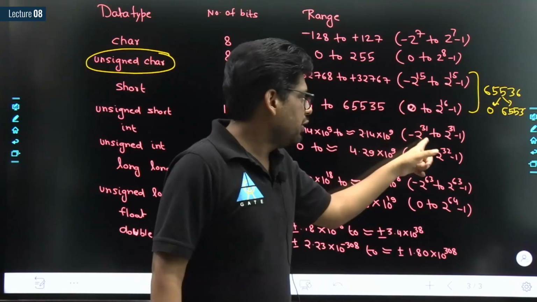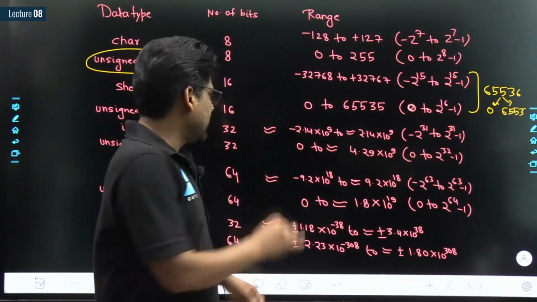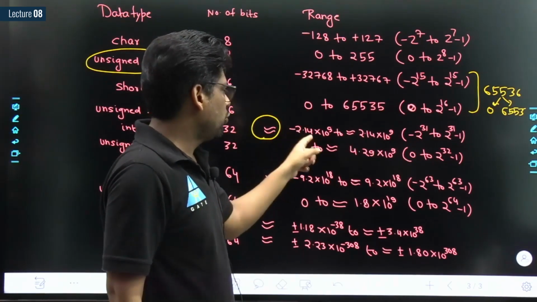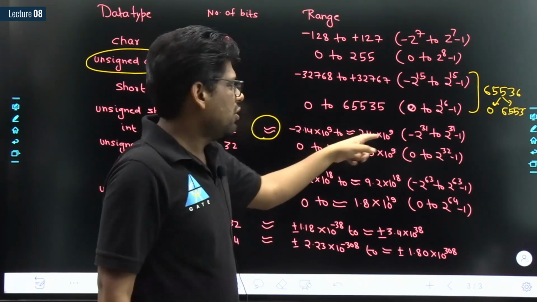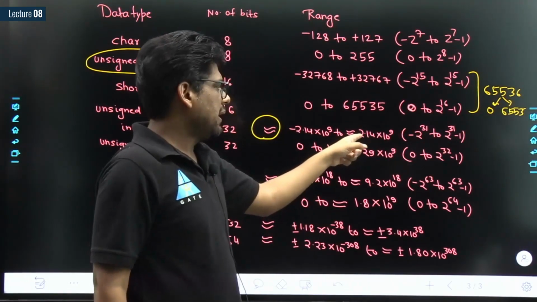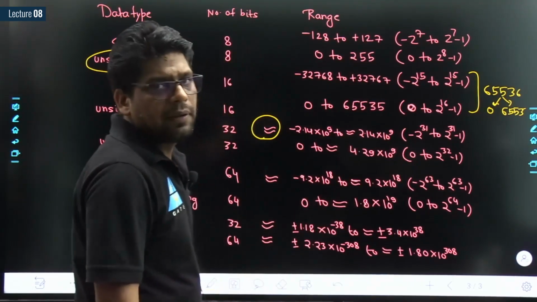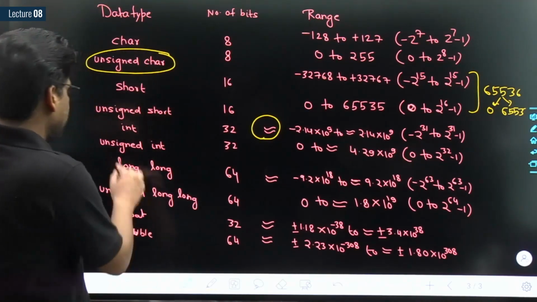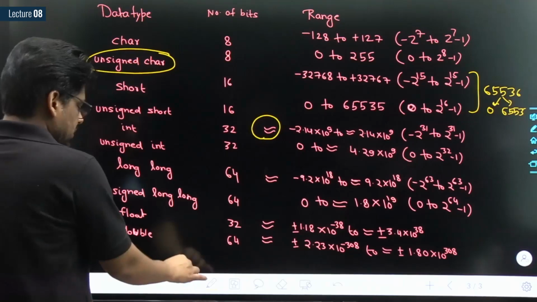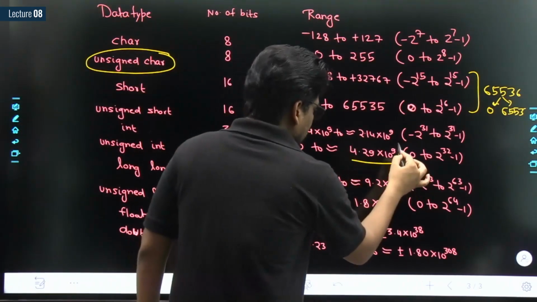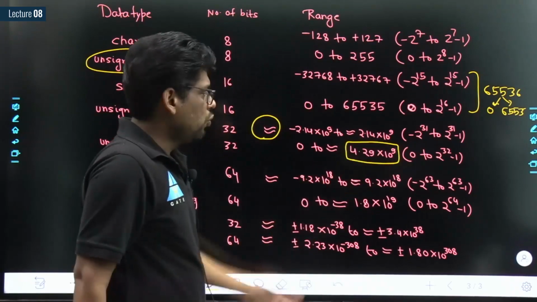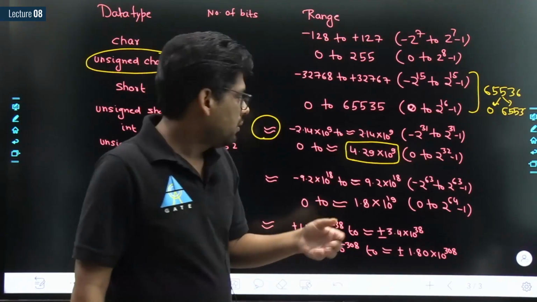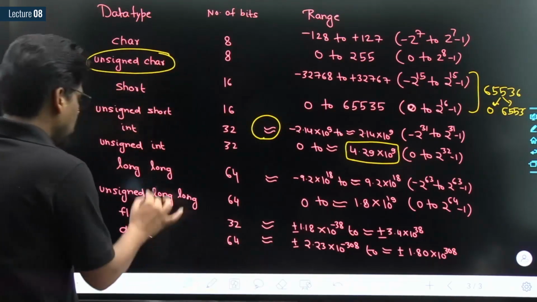Minus 2 to the power 31 to 2 to the power 31 minus 1. Approximately, see, this is the sign of approximation. Sir, approximately it is minus 2.14 into 10 to the power 9, and approximately, because there is minus 1, approximately it is plus 2.14 into 10 to the power 9. Okay. Sir, when you say unsigned int, see the range. Sir, almost it gets doubled. 2.14, if we double it, is almost 4.28. So, sir, doubling the range.